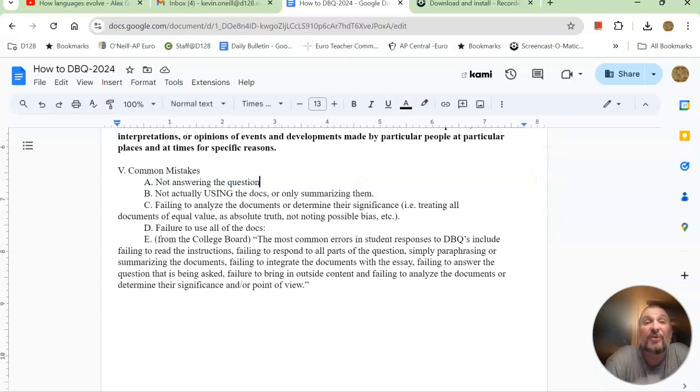This is a DBQ. You must use the documents individually and explicitly. Again, you can't at the beginning of your paragraph say documents 1, 2, and 3 all do this. No, here's how document 1 proves my argument. Here's how document 2 proves my argument.